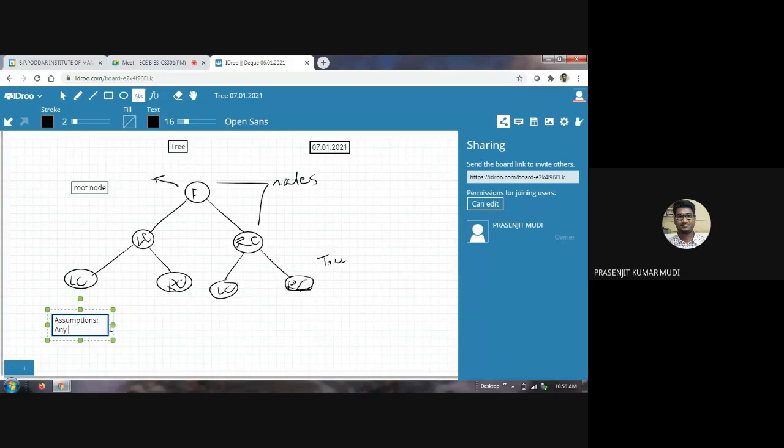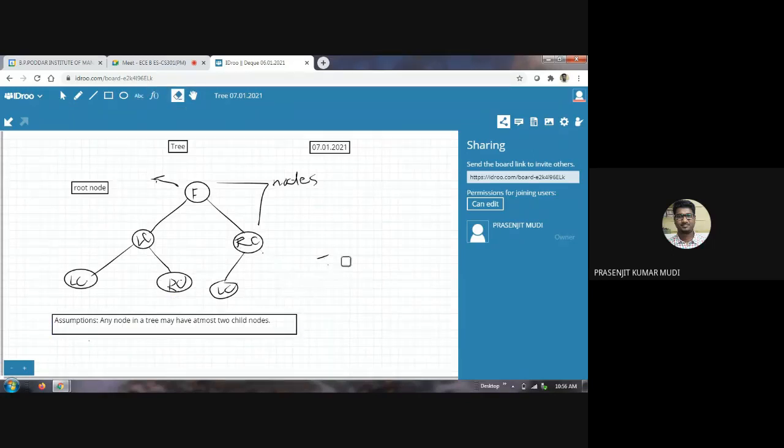Any node in a tree may have at most 2 children, or in better words, 2 child nodes. It means we can have a picture like this. This node has only a single child. This is also a possible case. Also, this is possible: this node may not have any child at all. But a maximum of 2 children can be afforded by a single node in a tree. So we want to start with this concept.